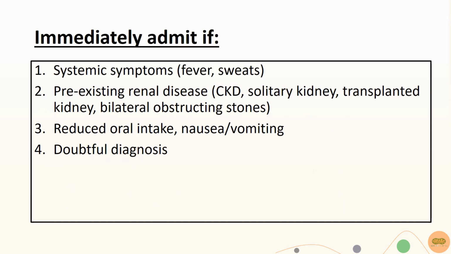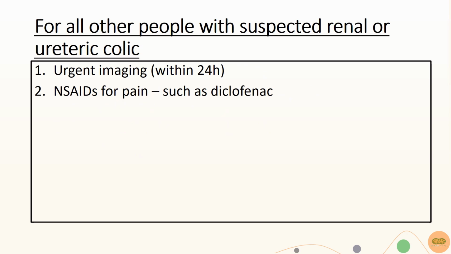Admit immediately if patient has one of the following symptoms: systemic symptoms like fevers and sweats, pre-existing kidney diseases, reduced oral intake, nausea, vomiting, or doubtful diagnosis. For all other patients with suspected renal or ureteric colic, obtain urgent imaging and give NSAIDs such as diclofenac for pain if not contraindicated. Do not offer antispasmodics to people with suspected renal or ureteric colic.